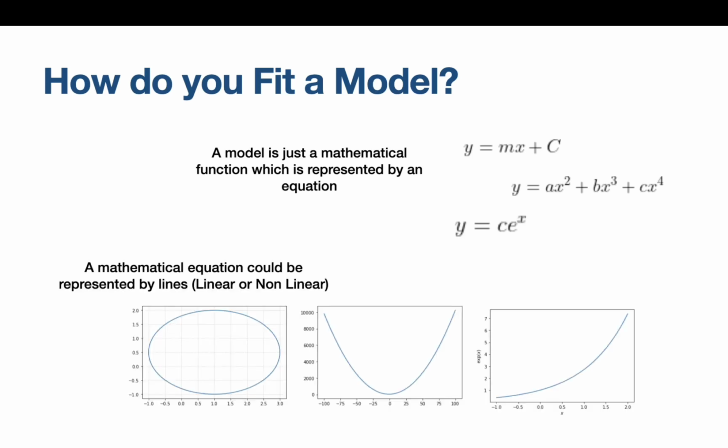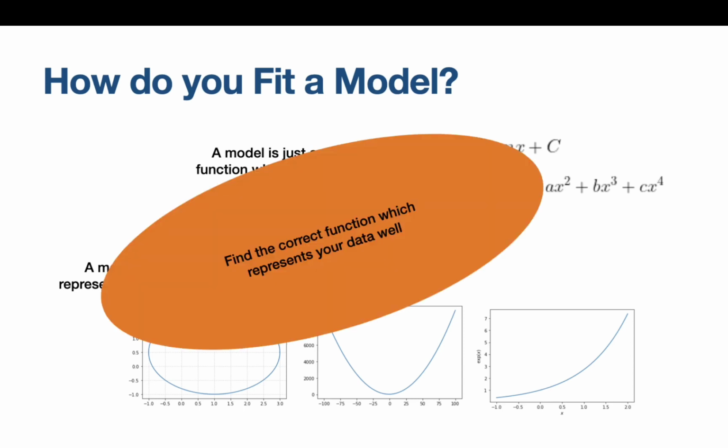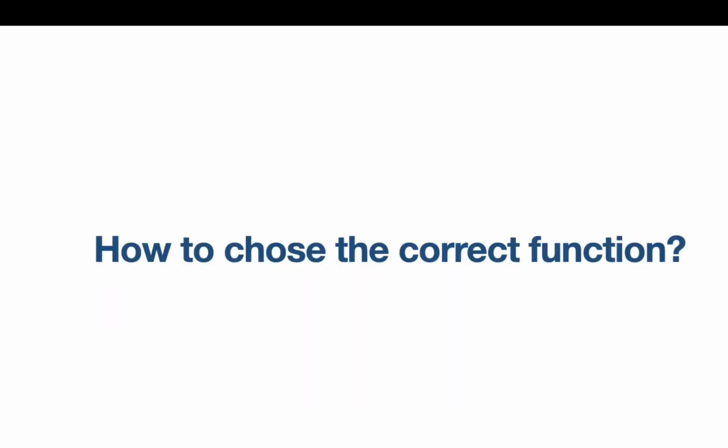Similarly, in mathematics, any equation could be represented by lines. It could be an ellipse, it could be a hyperbola, parabola, or any nonlinear function. So these two concepts help us understand what is a model. So all we need to do is to find a function which represents our data very well. Now, how do we choose the correct function given that there are so many functions available?